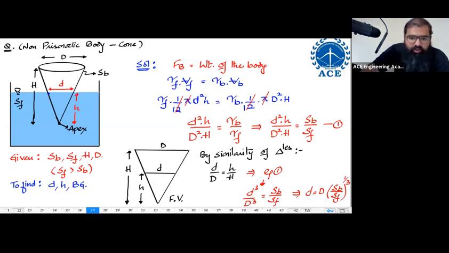There is no need of integration over here. Cone is a very standard body, and we have some relationships for cone. This is clear, I hope. I found out the value of small d. What next? Small h. Very simple.